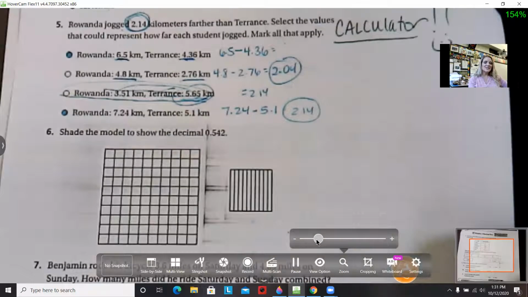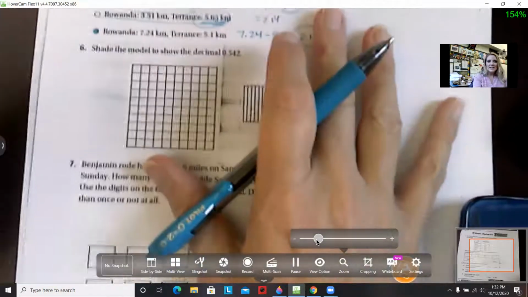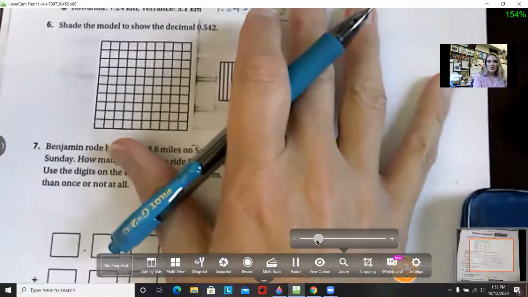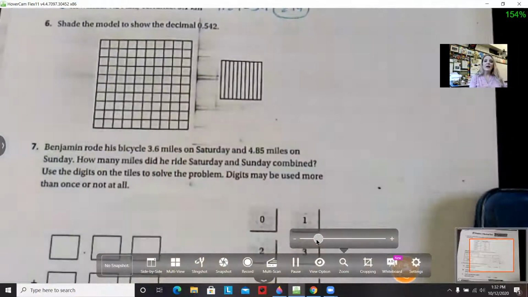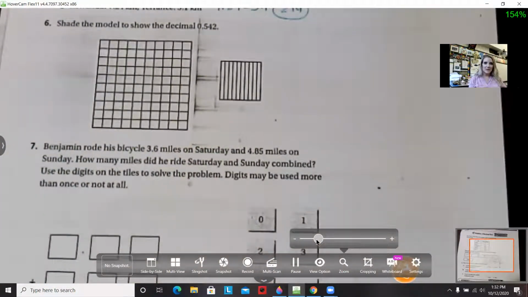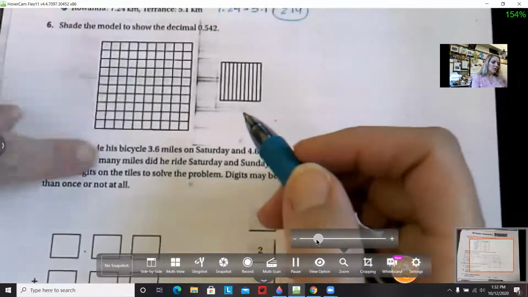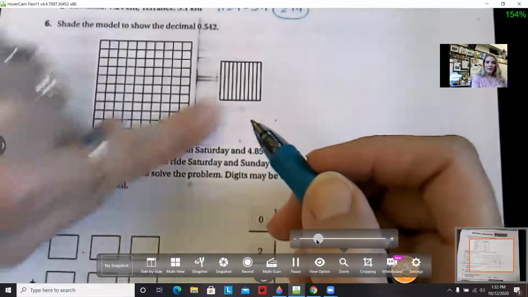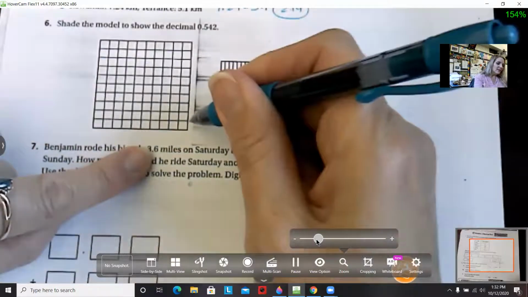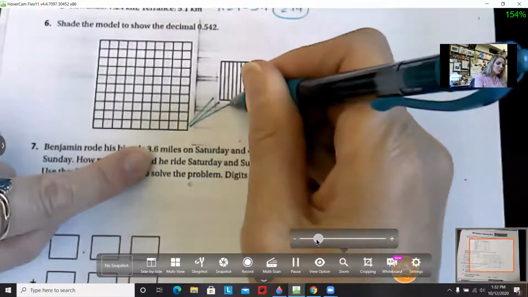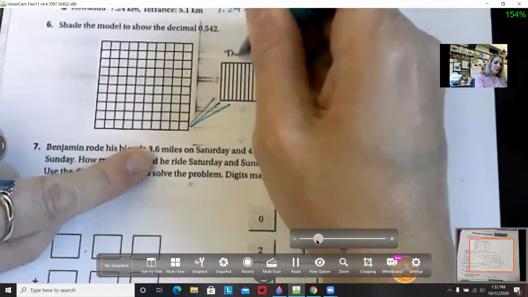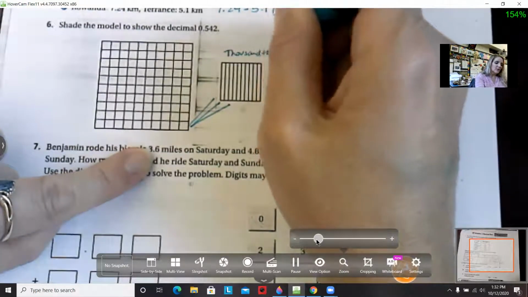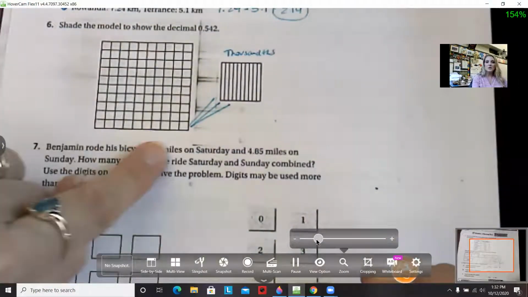All right, for number 6, you might want to take out a crayon. It says shade the model to show the decimal 542 thousandths. So remember, there are tenths going up and down here. This is a 100 block here, right? And this is one of the pieces blown up to show thousandths. All right, thousandths over here. And this is broken up into hundredths.